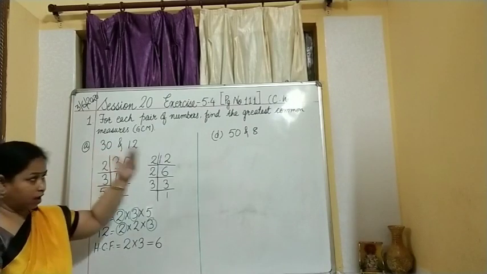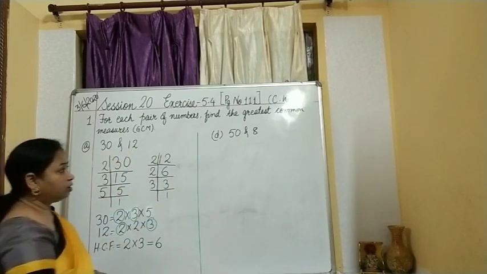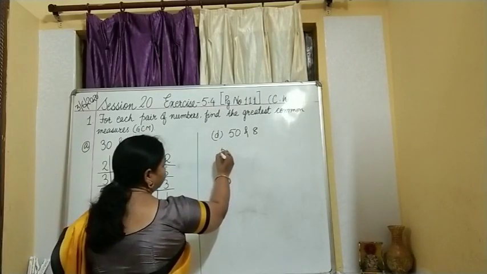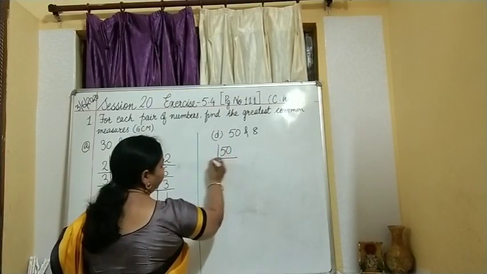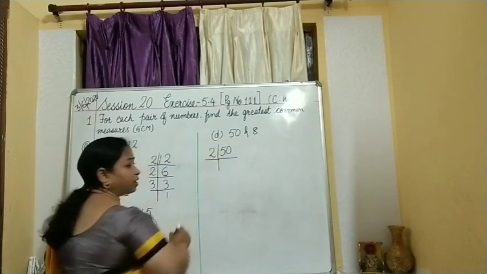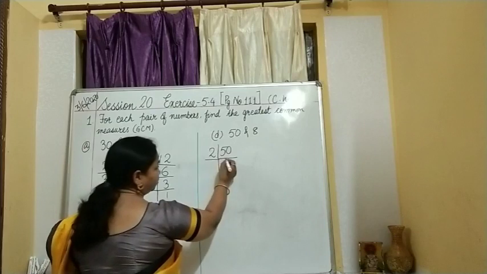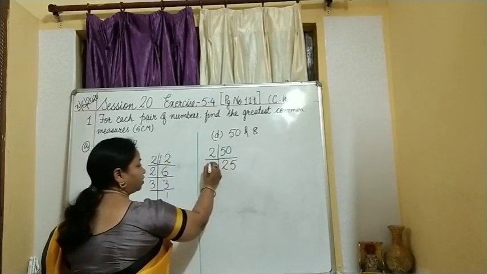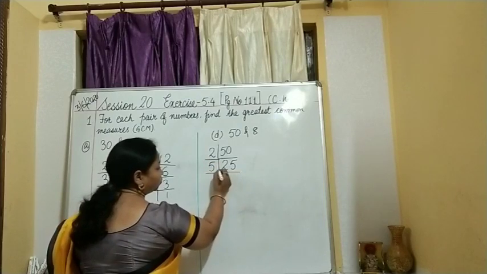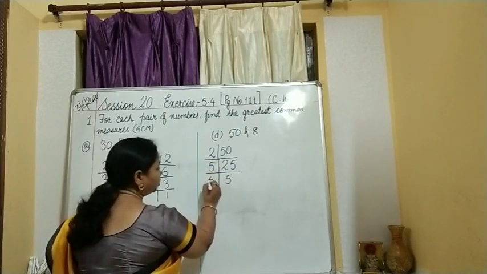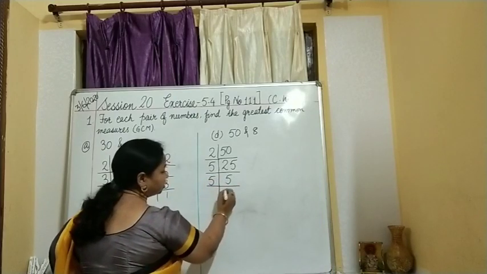Let us have one more example. Okay. I have taken 50 and 8. So the first method is, we will find out the prime factors. Since 0 is there, I know that I can divide it by 2. So after dividing it, what will I get? 25. 25 is divided by 5. What will I get? 5. Then 5 is the prime number. No more division. So it will be divided by itself.